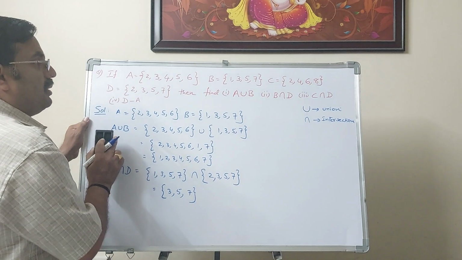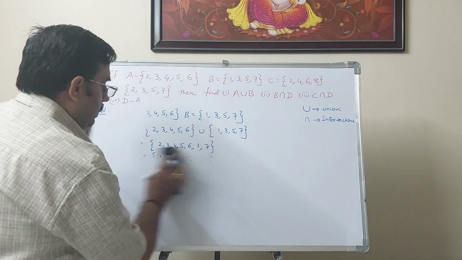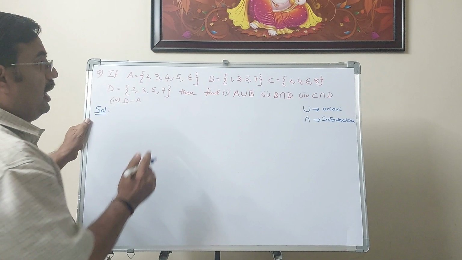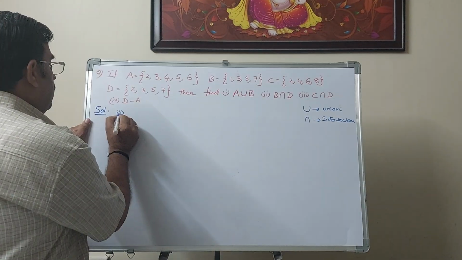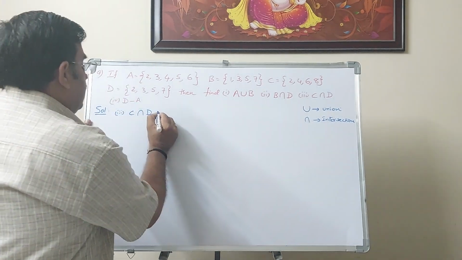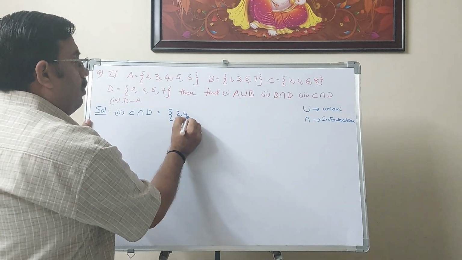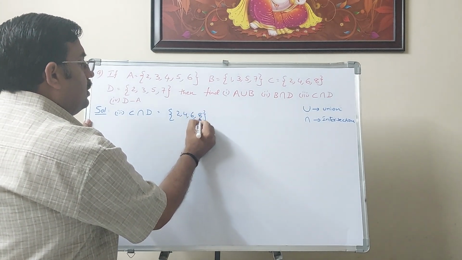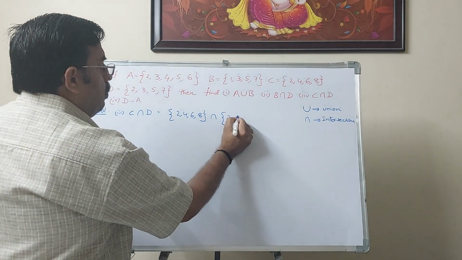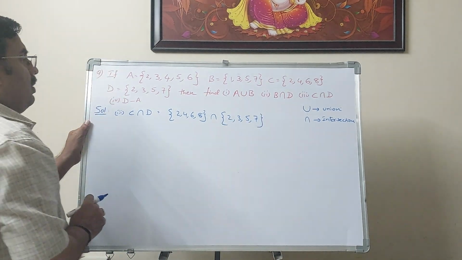Finish it. Now next, the third one is C intersection D. C intersection D means how will you get it here. C is {2, 4, 6, 8}, intersection D is {2, 3, 5, 7}.